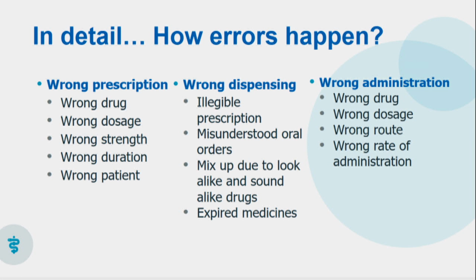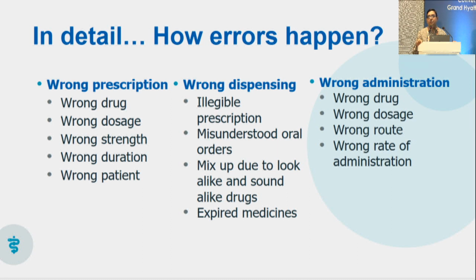In wrong dispensing, again, there could be an illegible prescription. It can happen because the pharmacist does not understand and presumes that this should be the drug which the doctor routinely writes. Misunderstood oral orders, this is very common, where orders are issued when you're in the OT, orders are issued over the phone when you're outside, and then something has to be given to an indoor patient. And there's a mix-up due to look-alike and sound-alike drugs. So that is one major factor where there can be an error suddenly in giving the medicines. And expired drugs, if not sorted out, can be dispensed.